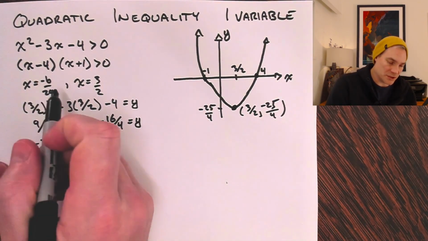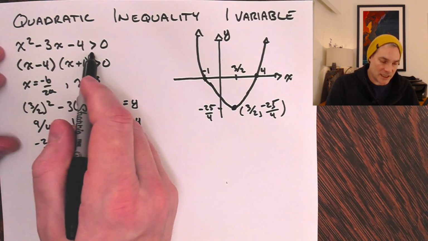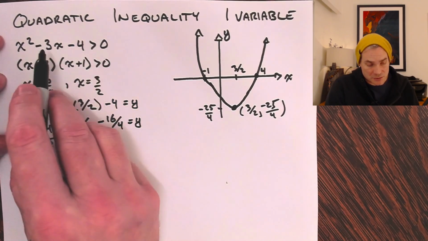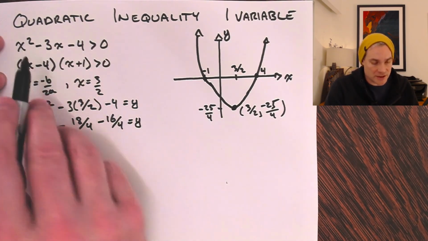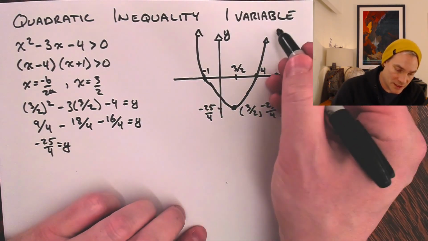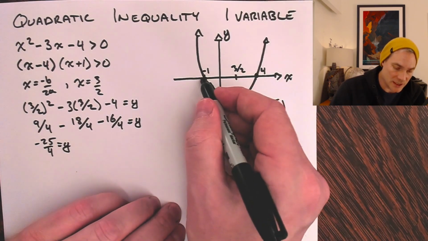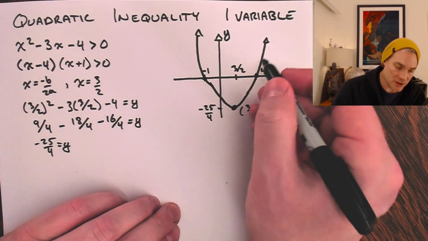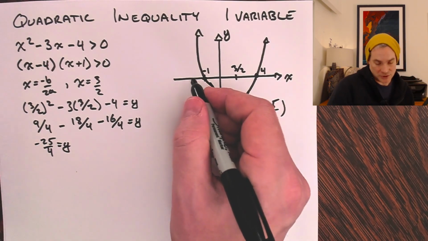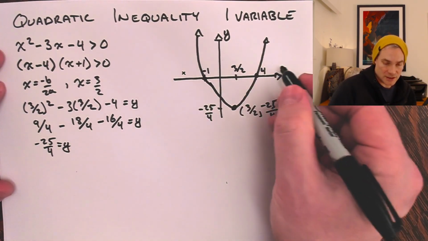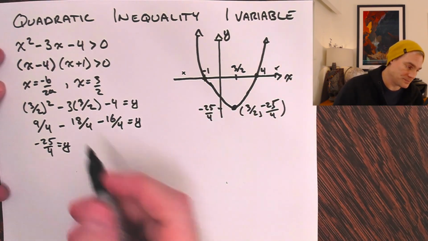So now I just want to know what values of x make this statement true. So when is this greater than 0? Well, if I look at my graph, I can already see that any x value on this side or any x value over here is going to have a positive output. So I know that what's true is going to be over here and over here. But is it at this point? No, it's not at that point.